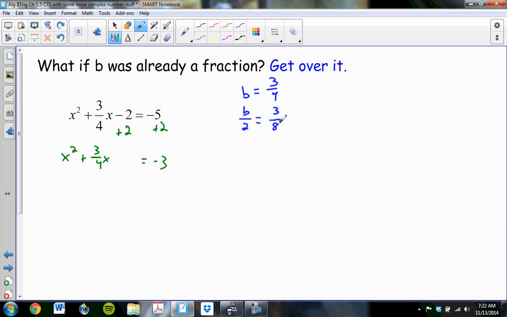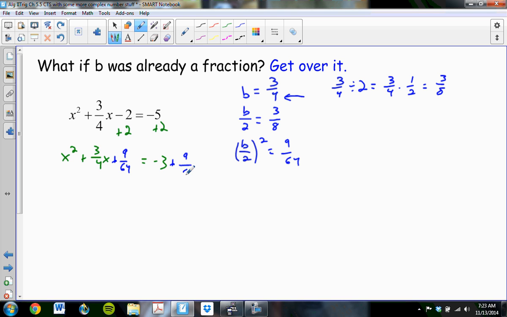This is a very simple process. When you find b over 2, you just have to double the denominator. Because really 3 over 4 divided by 2 is 3 over 4 times a half, which is 3 over 8. So b over 2 is 3 over 8. So b over 2 squared is 9 over 64. So I add 9 64ths here and here.